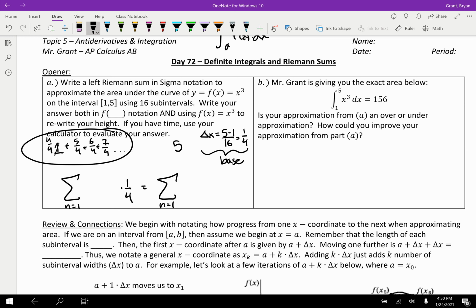But what about the height? Well, these are x values. X values don't tell us the height. We need to convert those into y values, and to do that, we need to substitute them into our function x cubed.